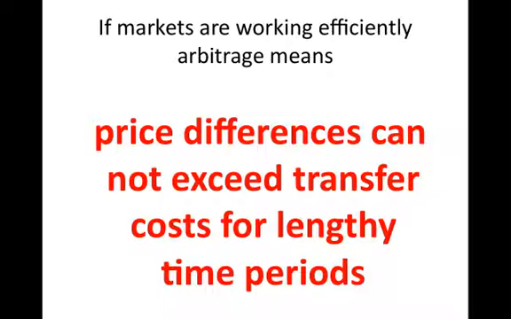And the reason for this is if those price differences did exceed the transportation costs, in particular if the price differences were much greater than the transportation costs, we would expect the entrepreneurial process to kick in. People would identify that there's a profitable trade opportunity. They would buy in the low price market, sell in the high price market. Prices would then begin to adjust as those trades occur until such time that the price difference exactly equals the transfer costs.